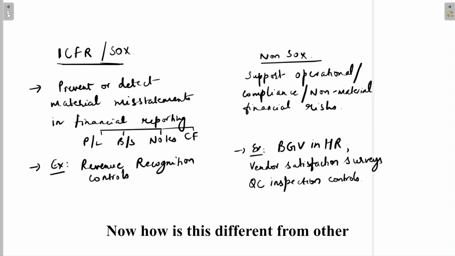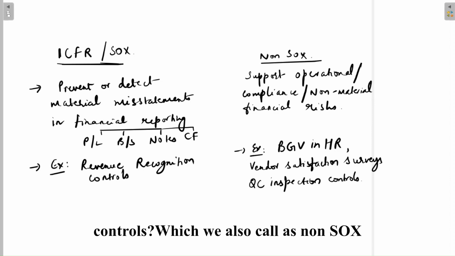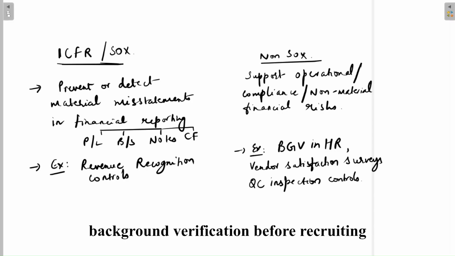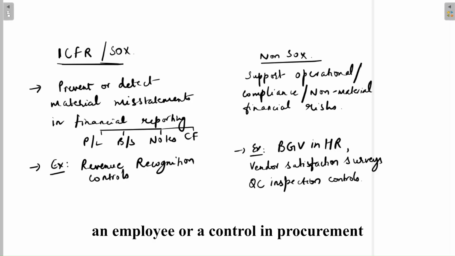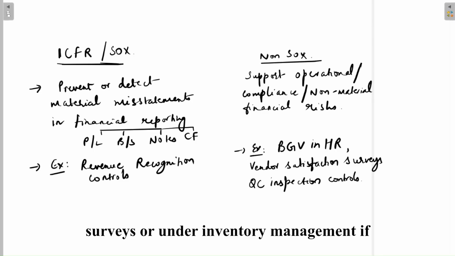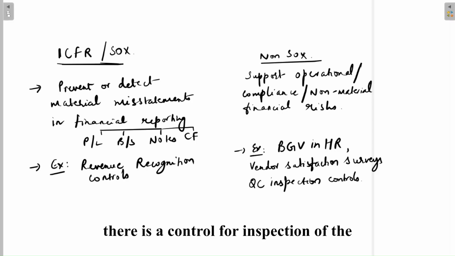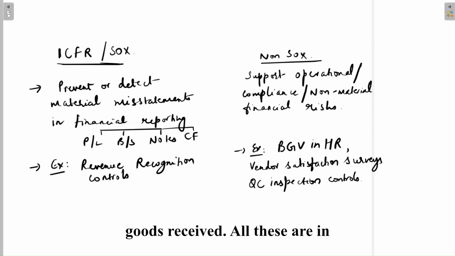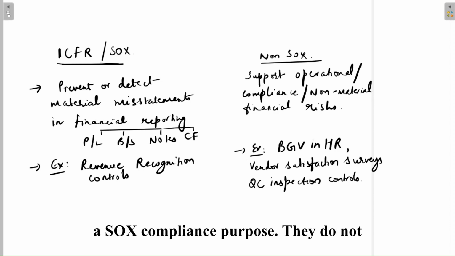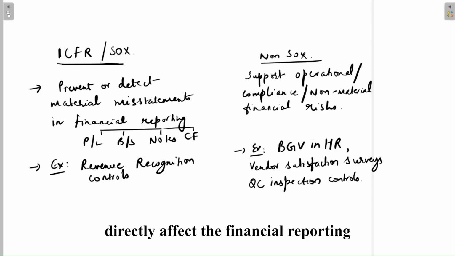Now, how is this different from other controls, which we also call non-SOX controls? So the other controls are those which support operational or compliance risks or certain non-material financial risks. For example, a control to perform background verification before recruiting an employee, or a control in procurement which involves taking vendor satisfaction surveys, or under inventory management, a control for inspection of the goods received. All these are essential, they are important, but more from an operational purpose and not from a SOX compliance purpose. They do not directly affect the financial reporting, and hence these are non-SOX controls.